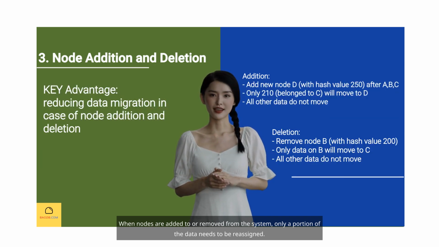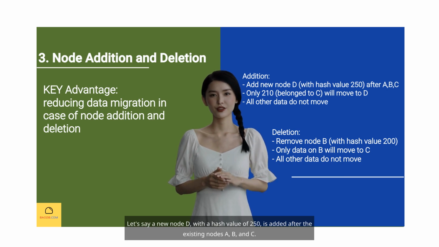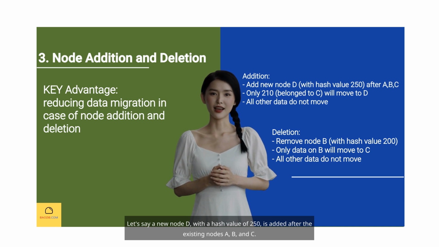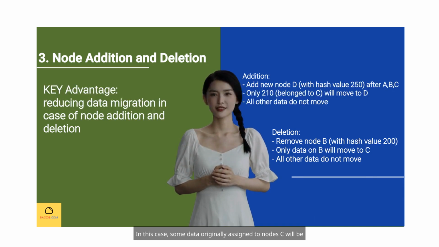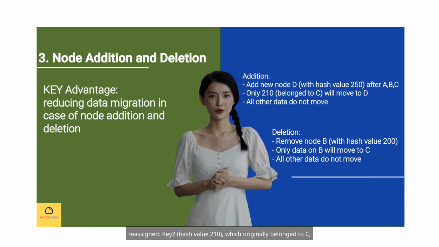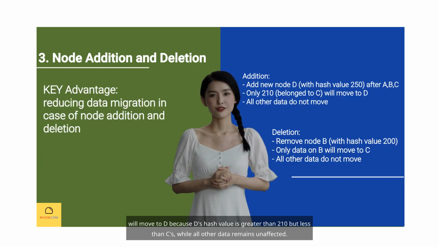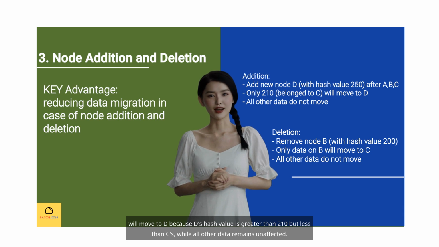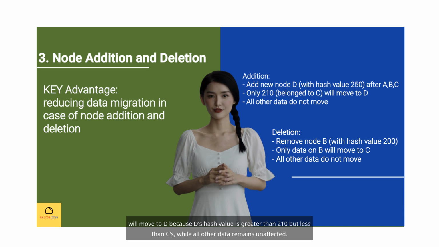Let's say a new node D, with a hash value of 250, is added after the existing nodes A, B, and C. In this case, some data originally assigned to node C will be reassigned. Key 2, hash value 210, which originally belonged to C, will move to D because D's hash value is greater than 210 but less than C's, while all other data remains unaffected.